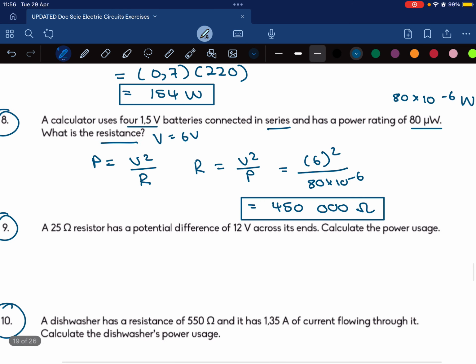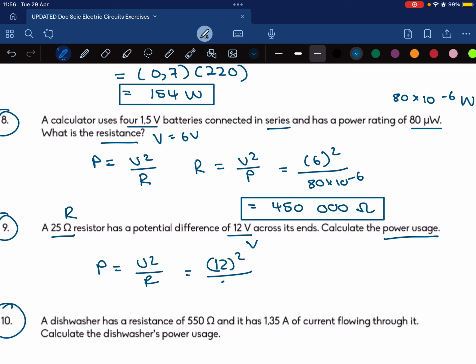Okay, then the next one, it says a 25 ohm resistor, so we have resistance, has a potential difference of 12 volts, V. Calculate the power. Again, we're going to say that the power is equal to V squared over R. The voltage is 12 squared over the resistance, which is 25, and then we'll get an answer of 5.76 watts.